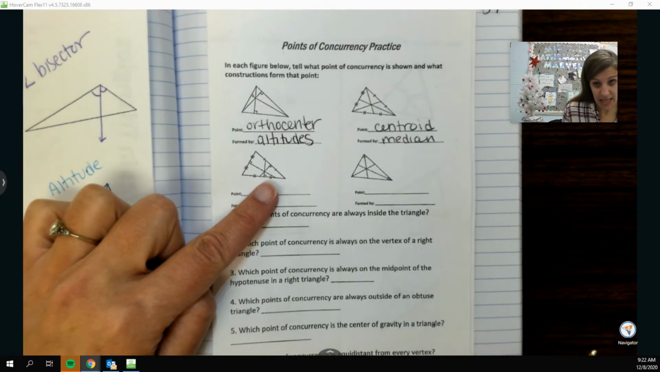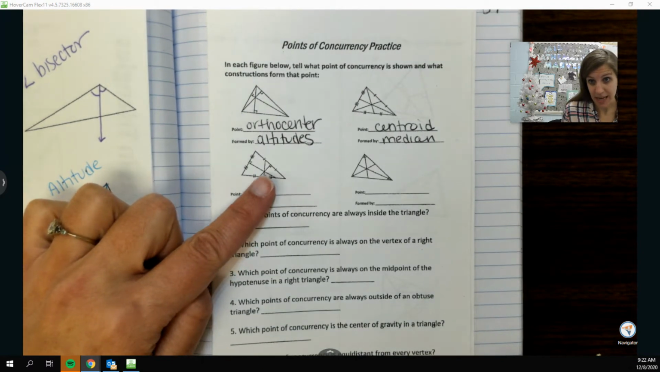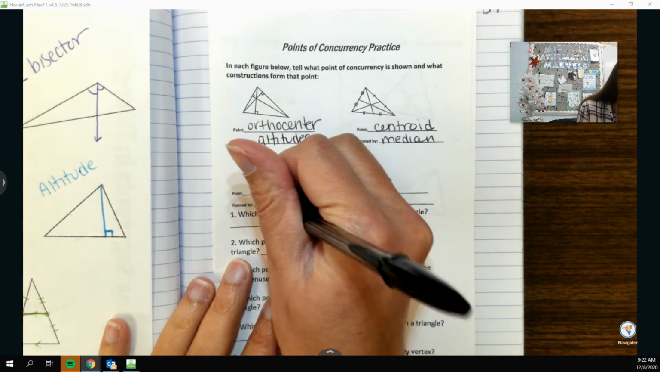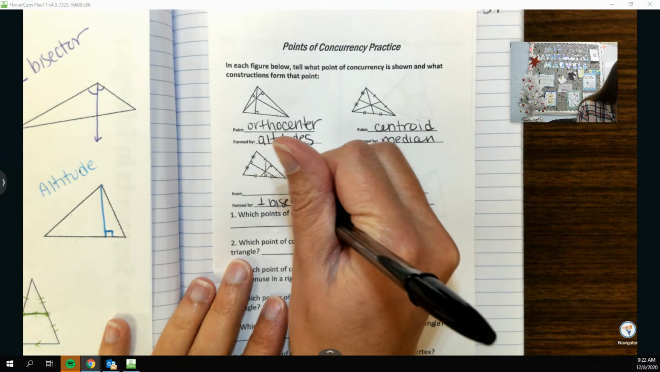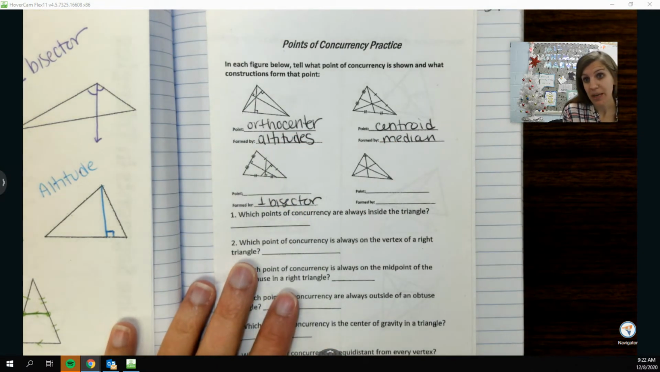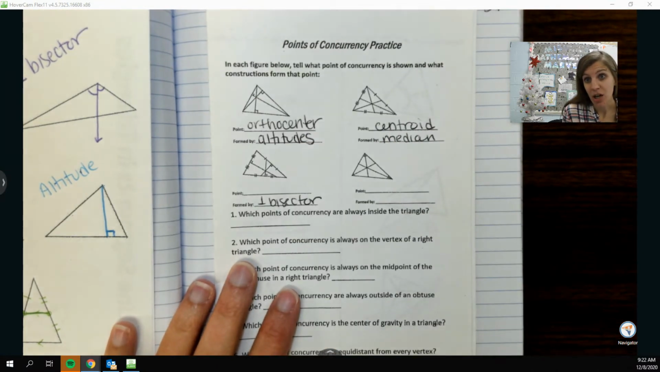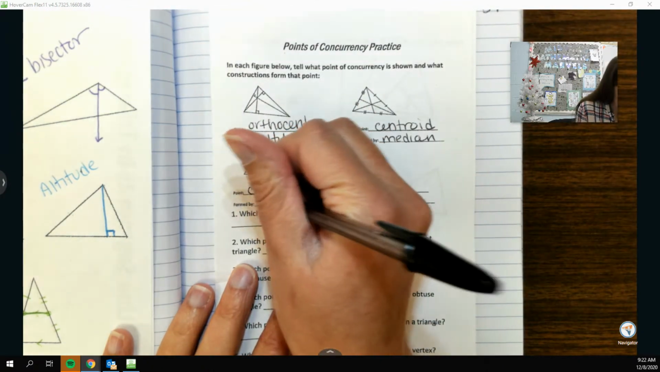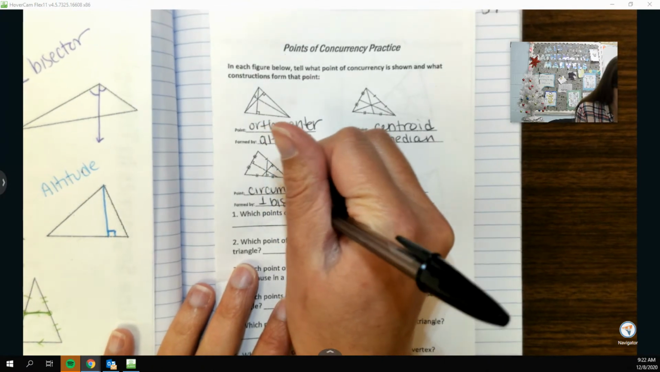Next, these lines I can tell are perpendicular bisectors because I notice the 90 and then the side is cut in half, so perpendicular bisector. And when the three perpendicular bisectors of a triangle are all drawn, they always intersect, and we call that point the circumcenter.